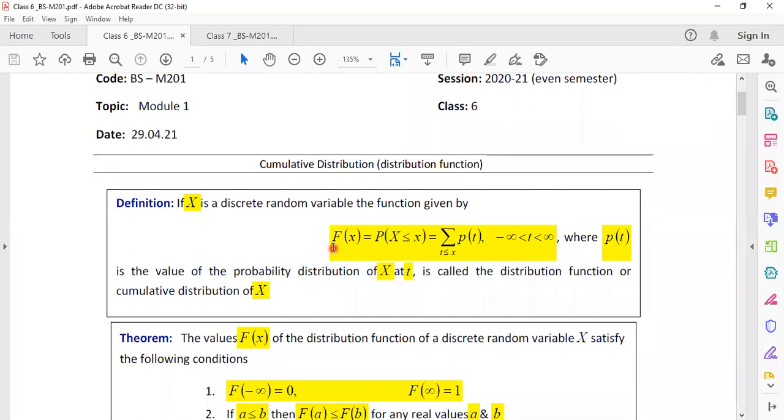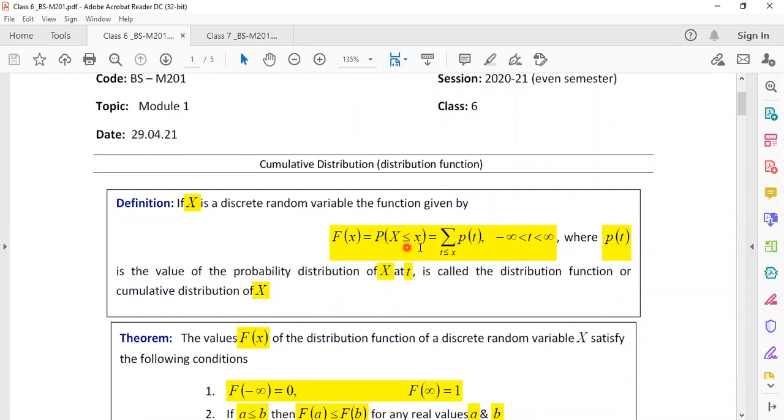Now, capital F, whose independent variable is small x. So the distribution function is defined as that function capital F(x), such that the probability that the random variable capital X takes values less than or equal to that value small x, which can be explicitly written with the help of summation.